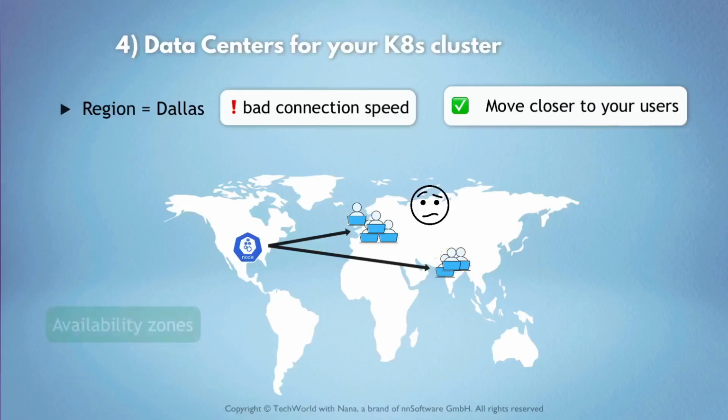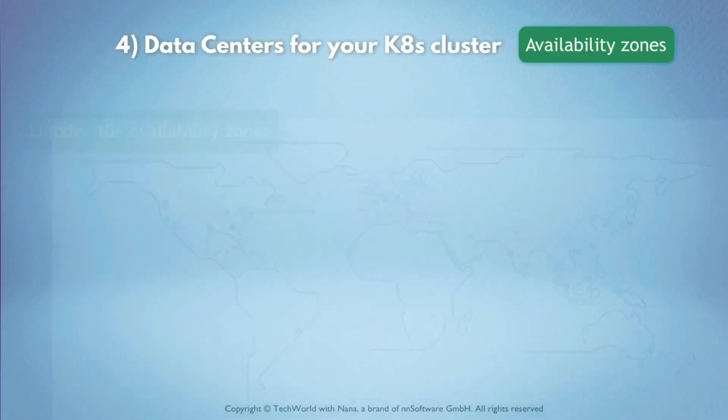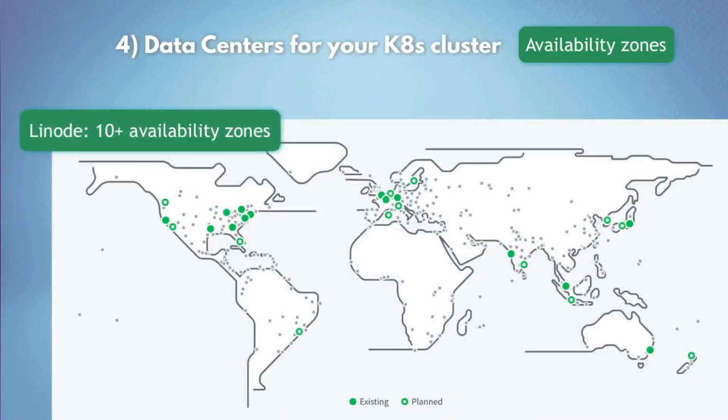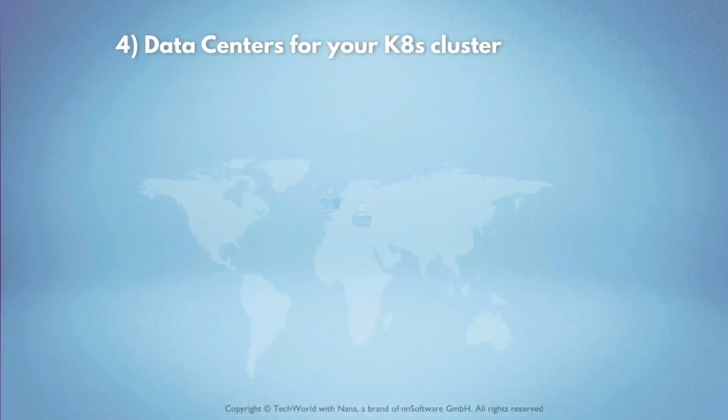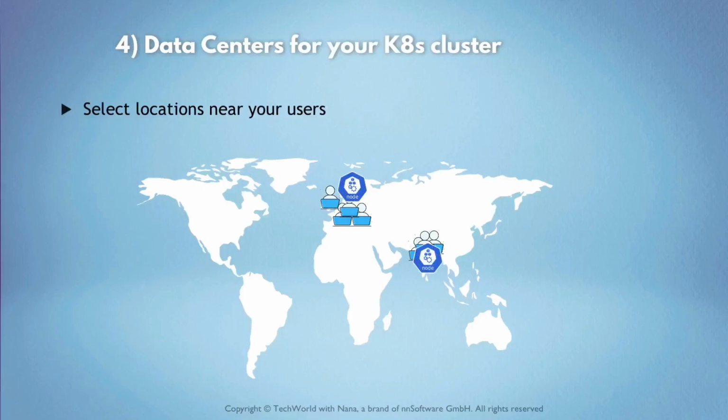That's where the availability zones of a cloud provider come into play. Linode has data centers across the globe in a number of physical locations, also known as availability zones, where you can run your nodes. So if you want to roll out your application for German and Indian users, for example, you can simply select the data center locations near them.